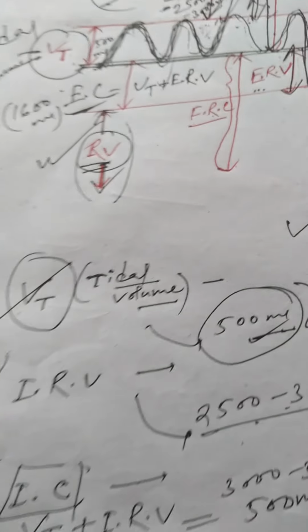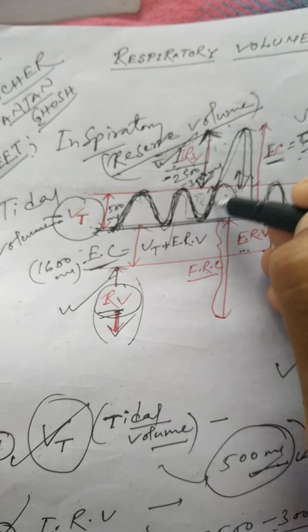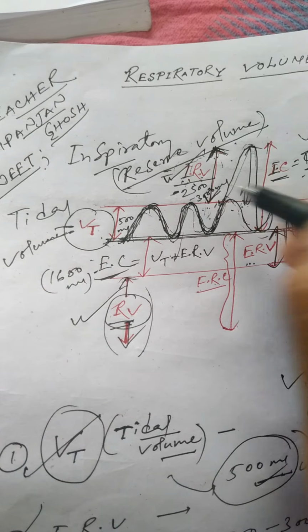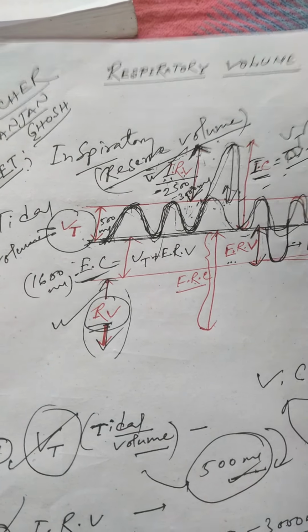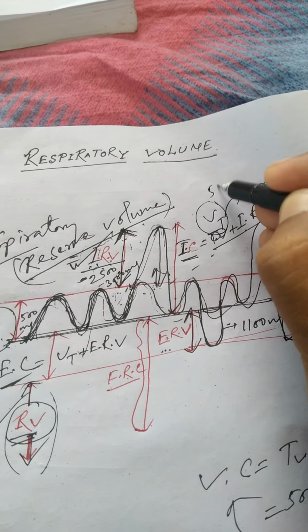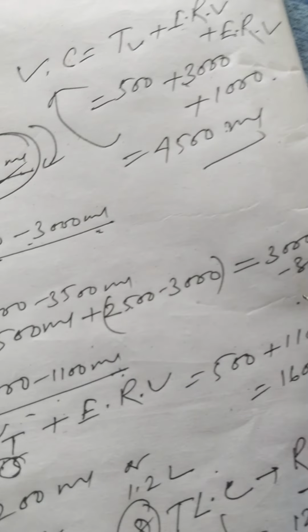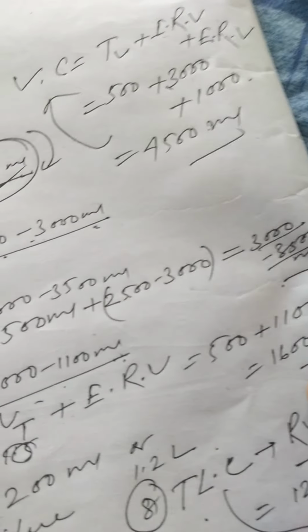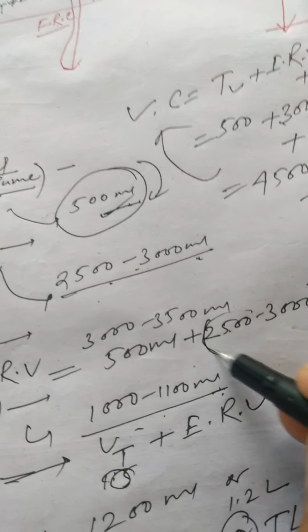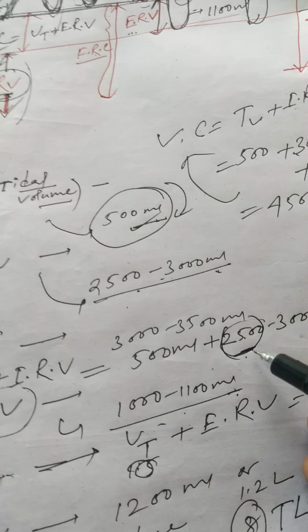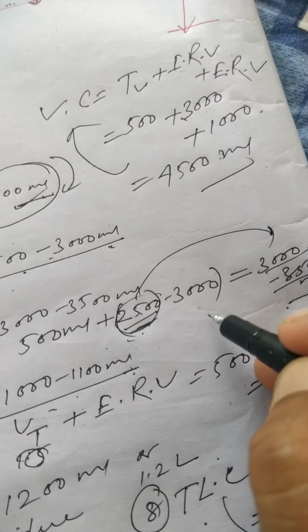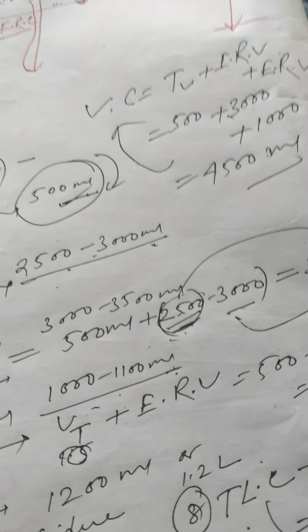Now I come to the aspect of inspiratory capacity. Inspiratory capacity means the tidal volume associated with the inspiratory reserve volume. So tidal volume is 500 ml, and the inspiratory reserve volume is 2500 to 3000 ml. So the amount is 3000 to 3500 ml. It will depend on the inspiratory reserve volume: if you take 2500, the amount will be 3000, and if you take the inspiratory reserve volume as 3000, then it will be 3500 ml.